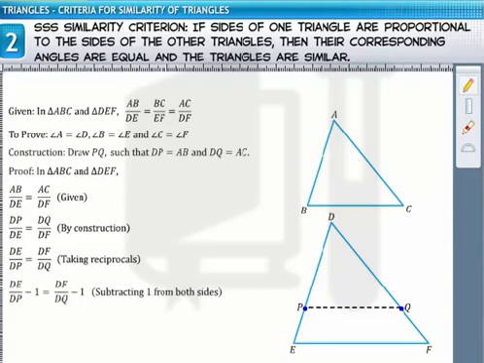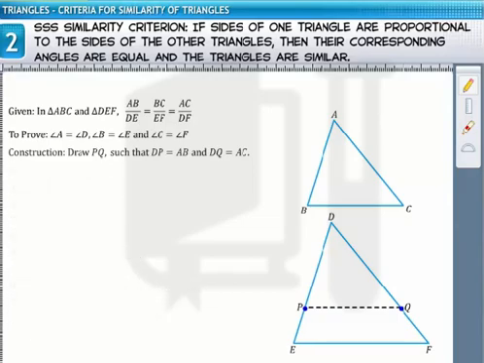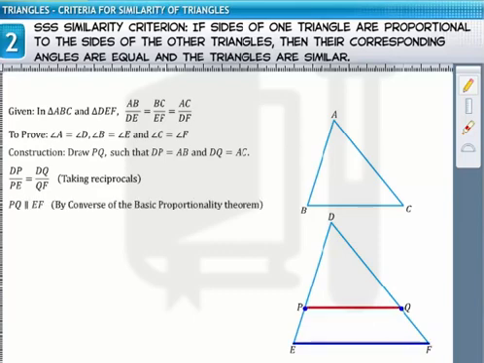On subtracting 1 from both sides of the equation and simplifying, we get PE upon DP is equal to QF upon DQ. Now taking the reciprocals again, we get DP upon PE is equal to DQ upon QF. By applying the converse of the basic proportionality theorem, PQ is parallel to EF. Since PQ and EF are parallel, angle P is equal to angle E and angle Q is equal to angle F, as they form a pair of corresponding angles.